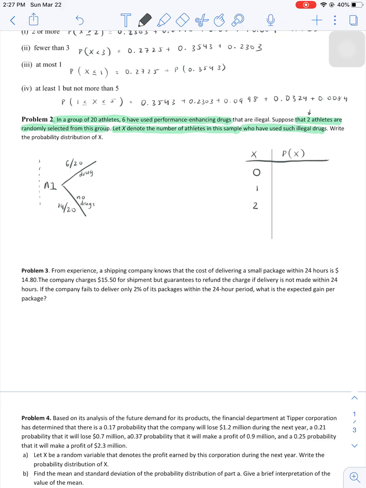So that's for athlete 1. Let's do this now for athlete 2. So I take my tree and draw the branches corresponding to athlete 2. Alright, so athlete 2 either took the drugs or did not, so I'll write out those outcomes. So let's take a look at this branch.